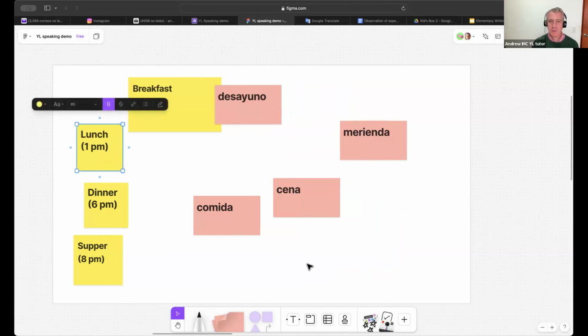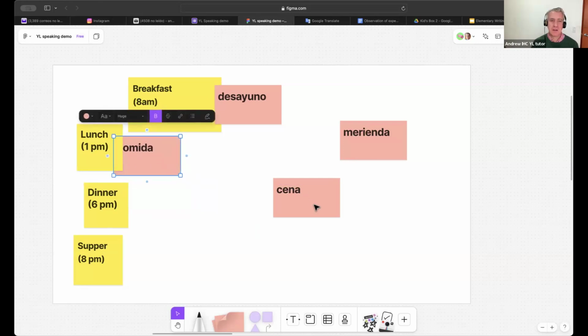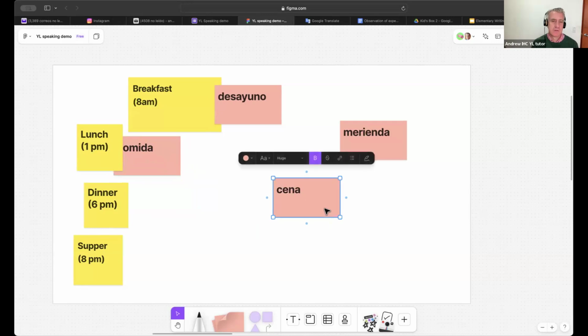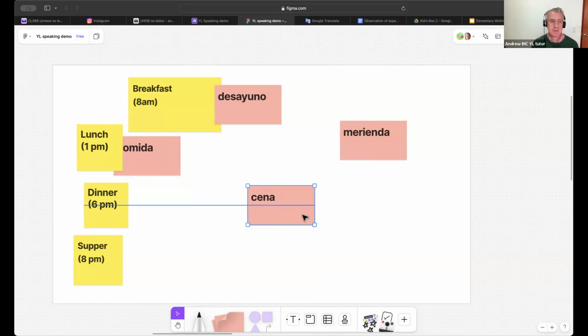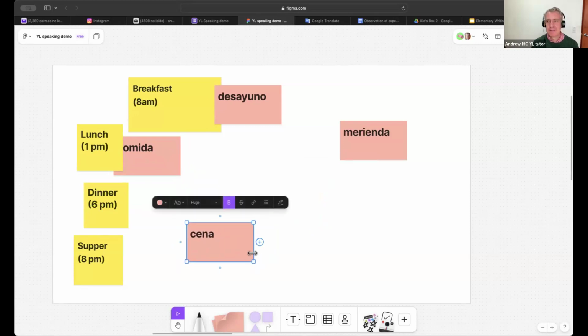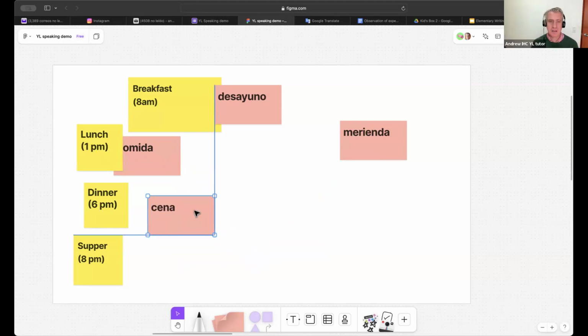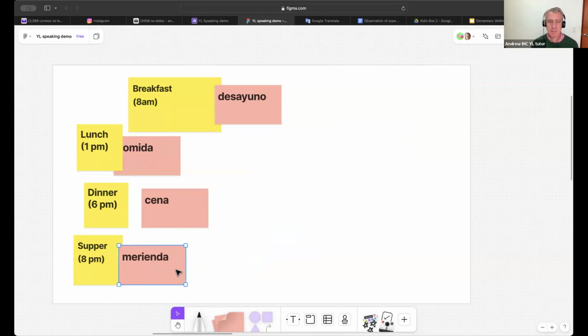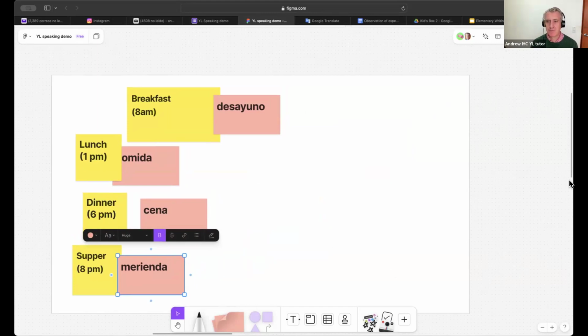What's lunch? Is it comida, cena, or merienda? Jamie? Comida. Yes. Yeah, and then cena is what, Rosa? Is that cena, supper, or dinner? Dinner. Yes. So the supper is merienda, right? When we have our pan dulce. Yeah. And our leche.